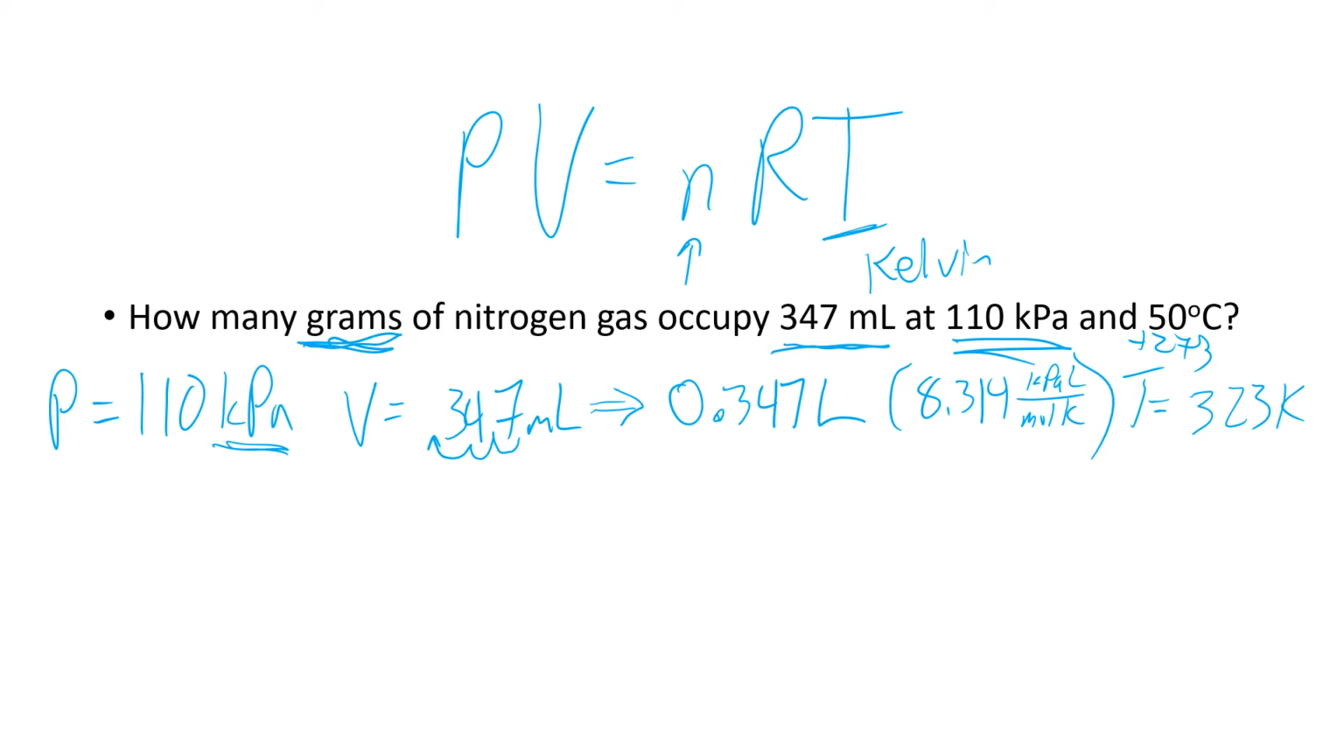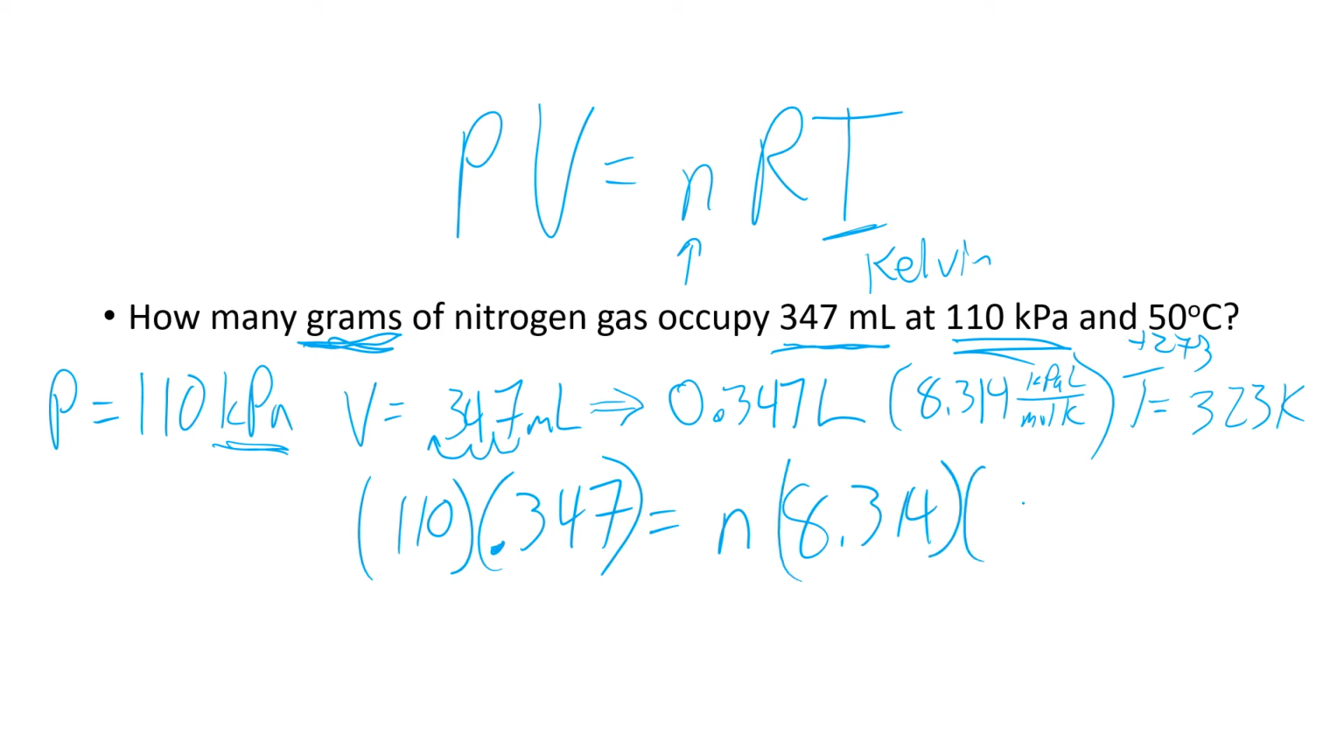All right. So then we just multiply all that out. We have 110 times 0.347, because that has to be in liters. That's going to equal our n, which we don't know, times R, which is 8.314, and our T is 323. When we do that, we get 110 times 0.347 is 38.17. And then 8.314 times 323 is 2685.